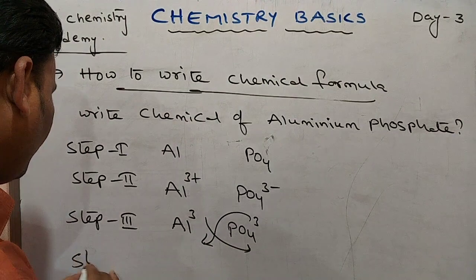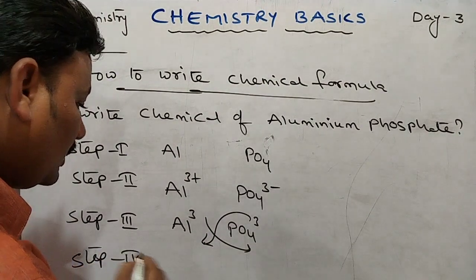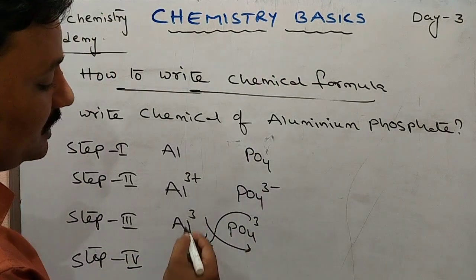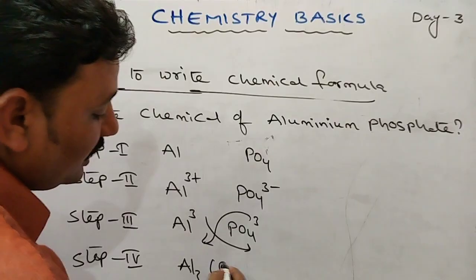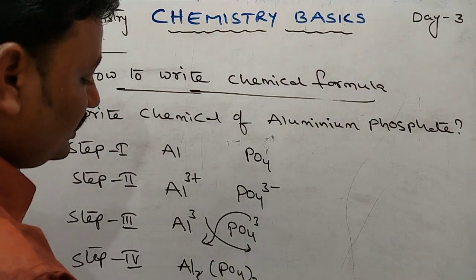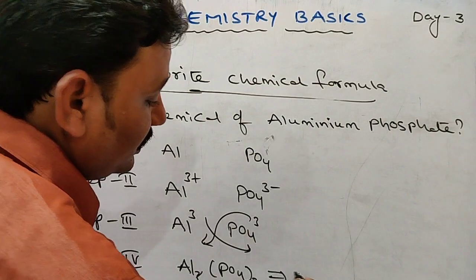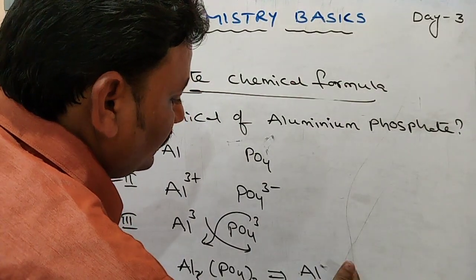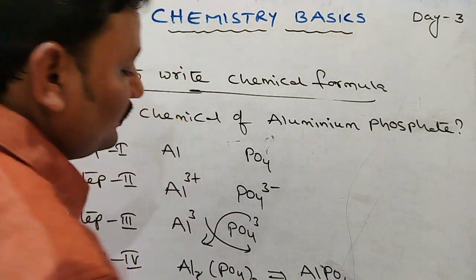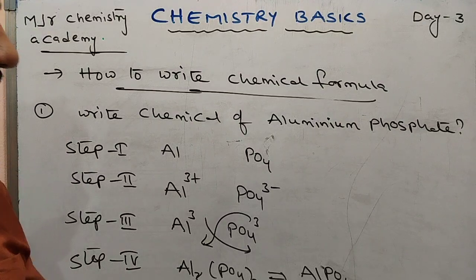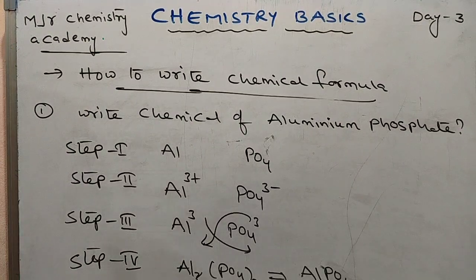Now crisscross their valences. Step 4: 3 into Al, subscript 3, and 3 into PO4. Always write a compound ion in brackets. Write the simplest ratio: the 3s cancel. What will come? AlPO4. This is the formula of the compound aluminum phosphate, AlPO4.